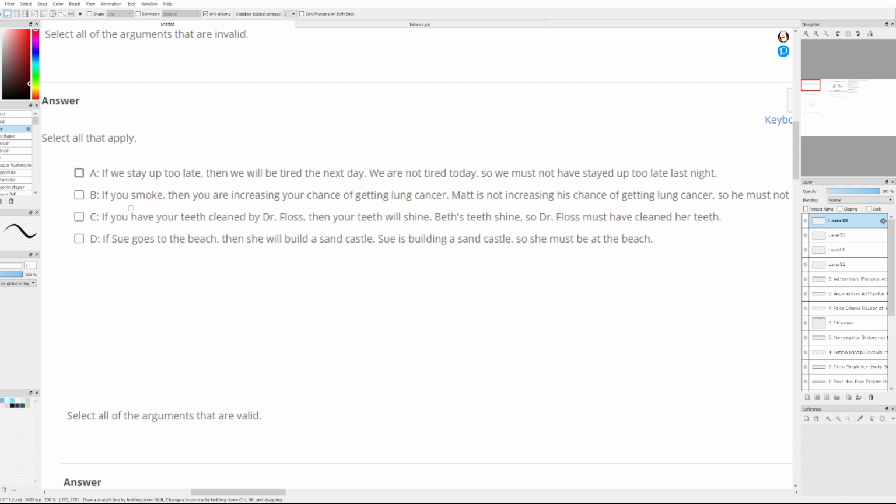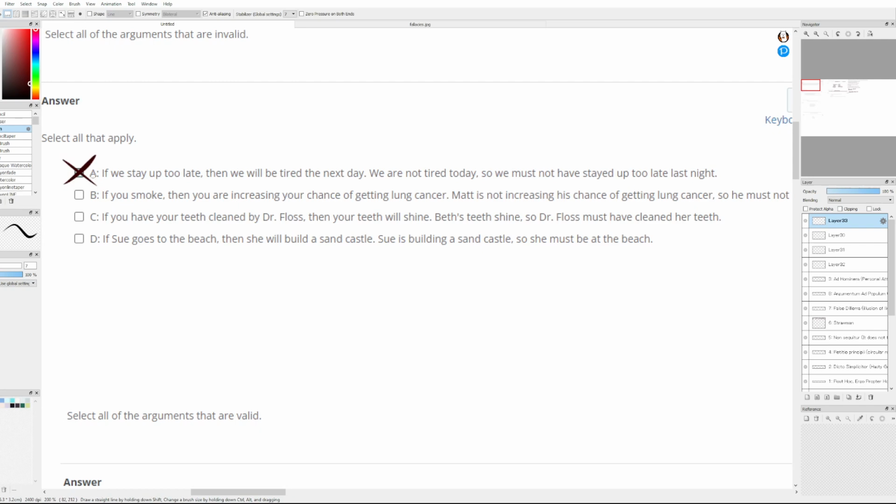This is a valid argument. A lot of times it's hard to parse these out, but the reason why it's valid is because, assuming this premise that if we stay up too late, then we will be tired the next day, if we take this as true, if we're not tired, that means we did not stay up too late last night. So this is not one of the answers.